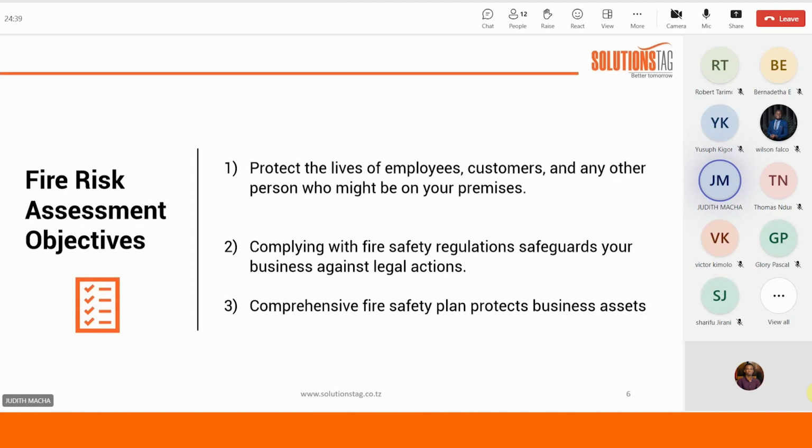So that means you are sure that you can be termed as a responsible and reputable business, because you have the number of this fire risk assessment you have conducted, and not only the report, you have taken all the measures that are recommended from that assessment.